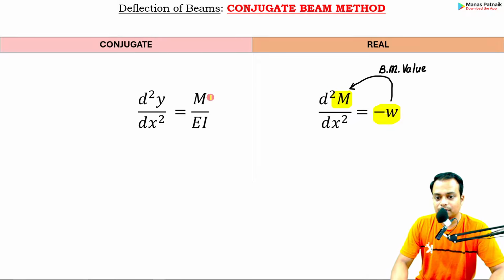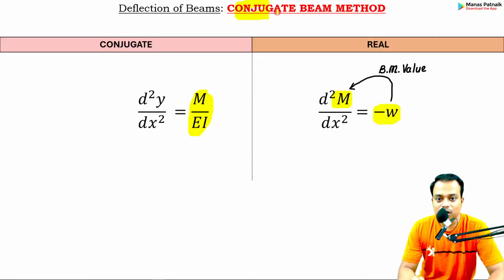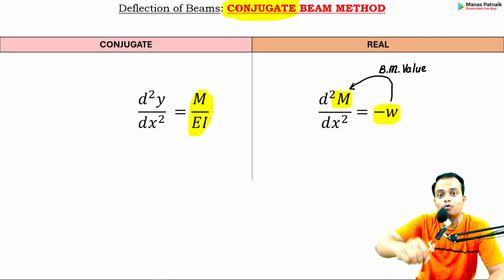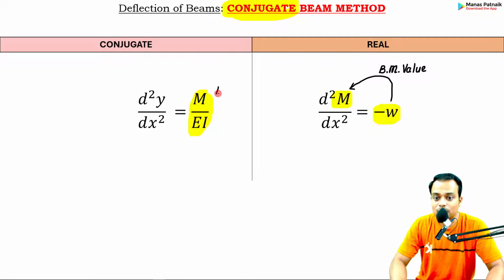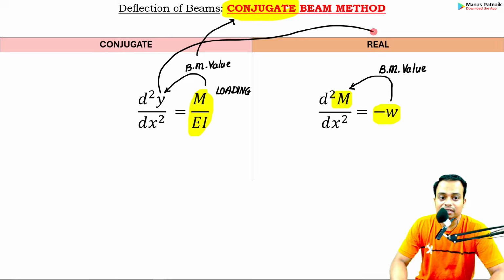However, if you have the M over EI diagram, that means you have drawn the conjugate beam with M over EI as the loading. This M over EI is now the loading for the conjugate beam. And again, if you calculate the bending moment value, yes, you are calculating it for the conjugate beam, but this actually qualifies as the deflection or the vertical displacement for a real beam.